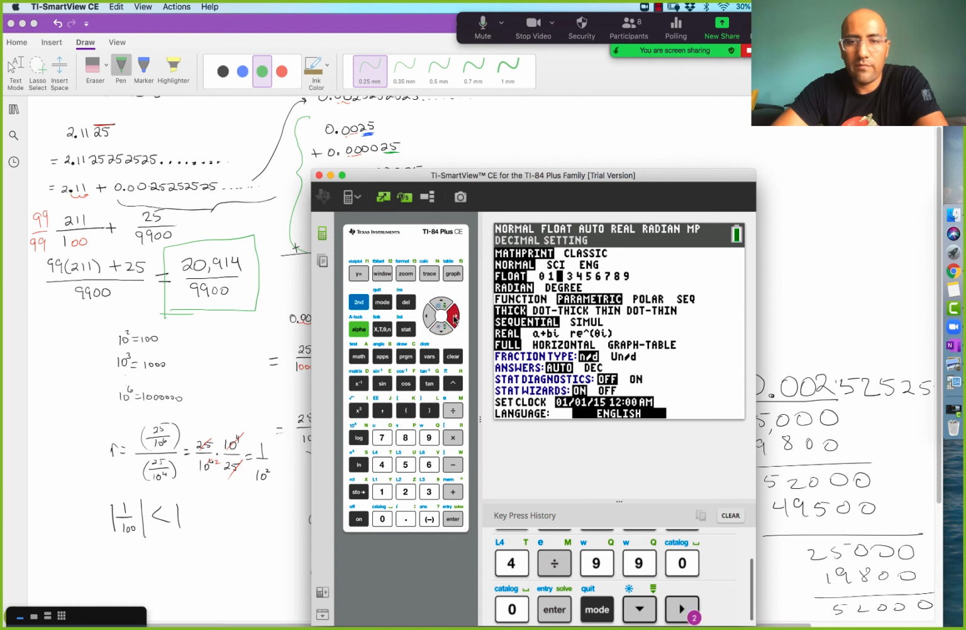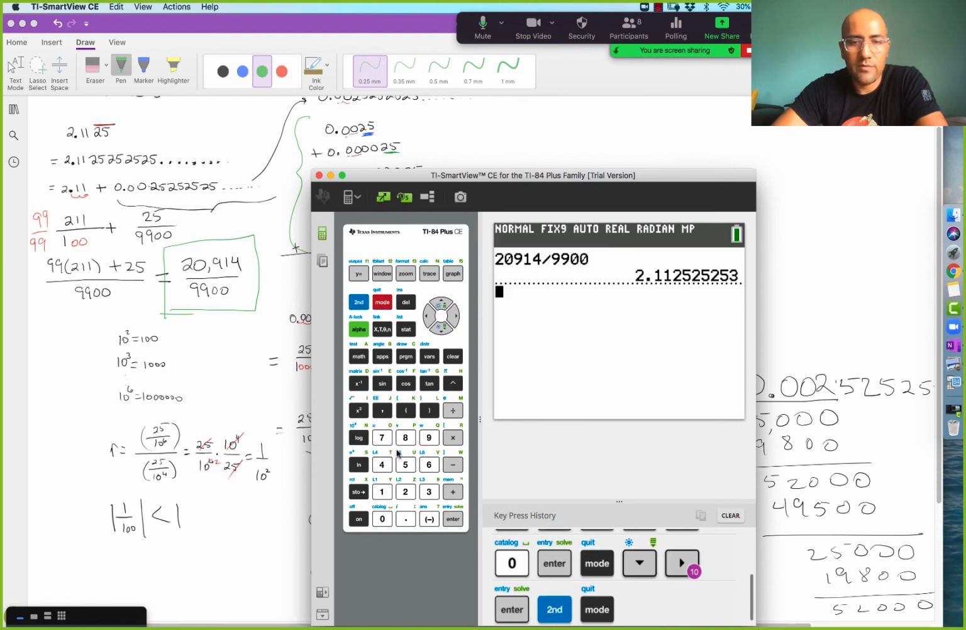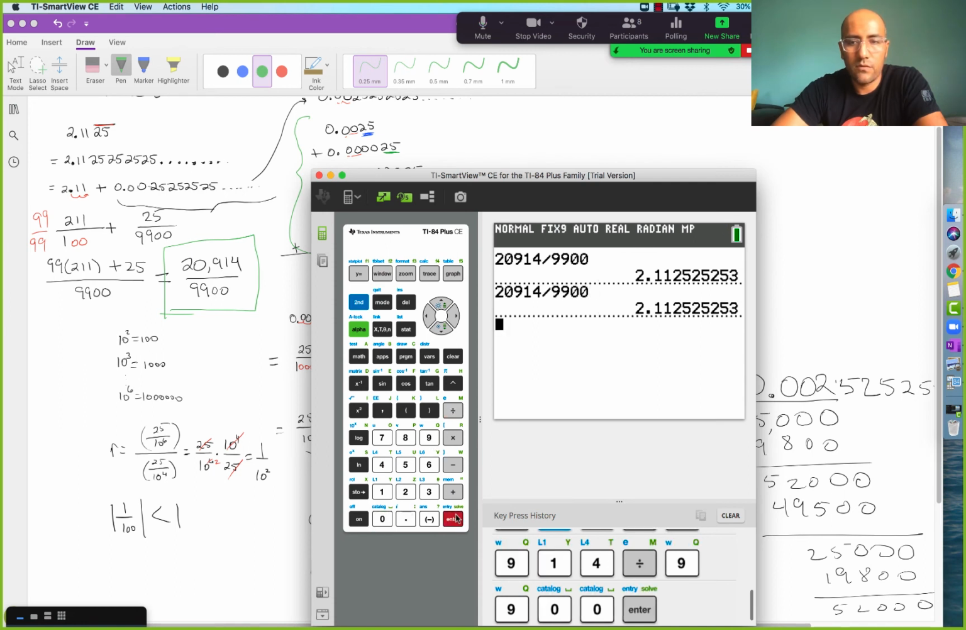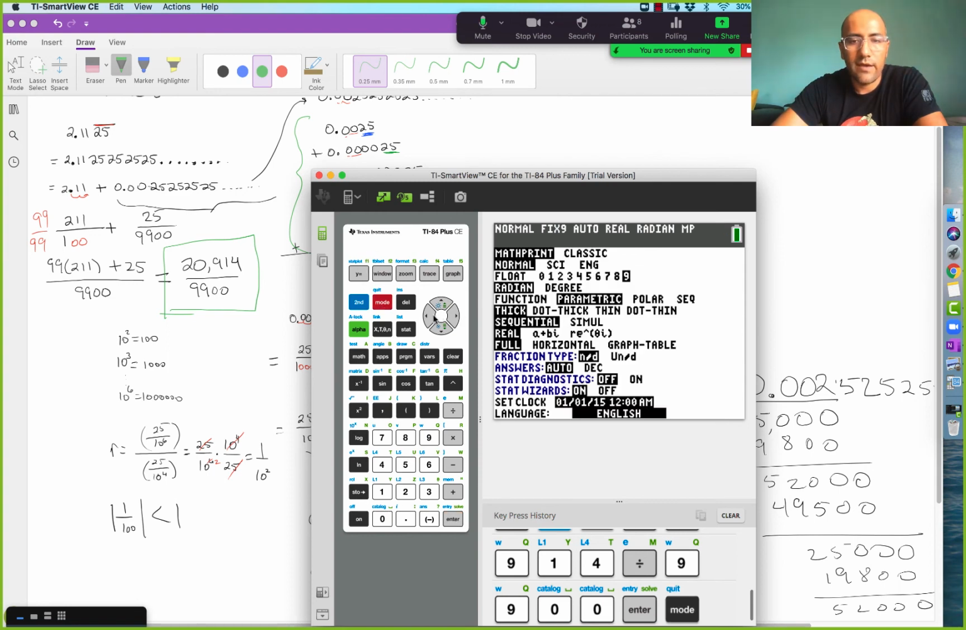What would happen if I put 9 here? Does this force it to be... Try this. What happens if I do that? 20914 divided by 9900. Yeah, that didn't do anything. Okay, well, at any rate, if you try it on Excel, for example, it goes out to like 20 decimal places, and you'll see that it'll go out farther.